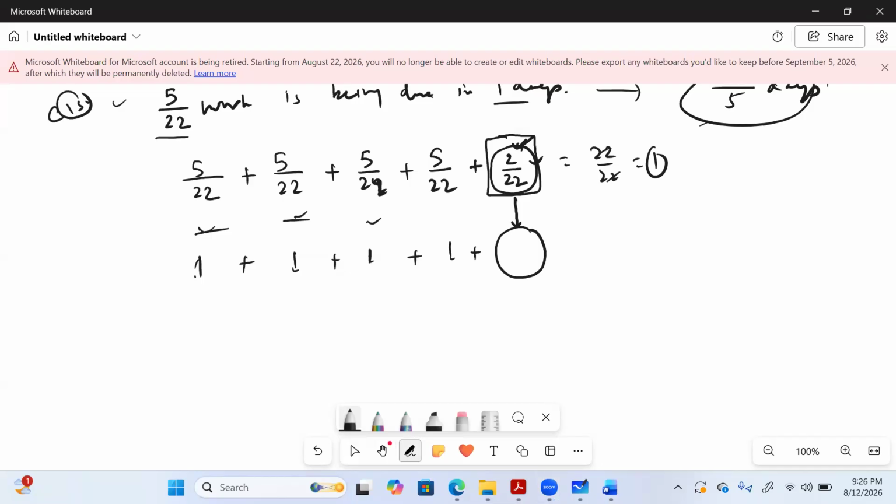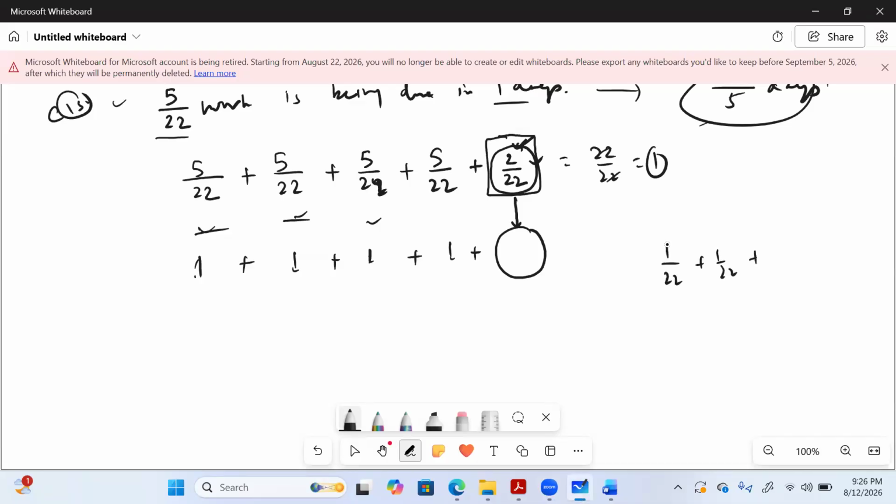5/22। Can I write it as 1 by 22 plus 1 by 22 plus 1 by 22 plus 1 by 22 plus 1 by 22? लिख सकते हैं मैं से? यस सर। अच्छा, अभी कितना करना है इसमें से?